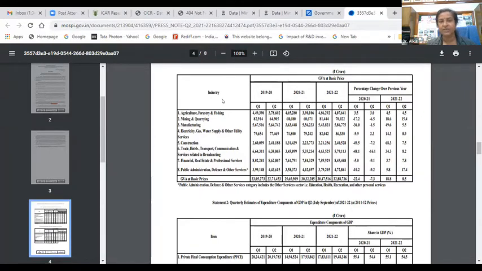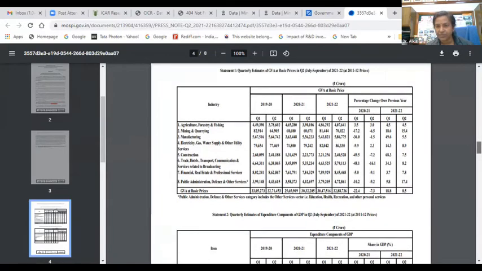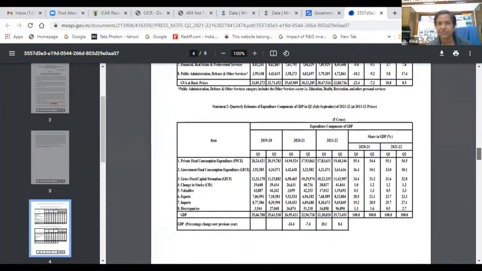Similarly, you can see gross value added data by different sectors: agriculture, forestry, fishing, then mining and quarrying, manufacturing, different sectors are there. And this is the overall change, that is the percentage change over the previous year of that quarter. So this is the kind of recent data which you can see.